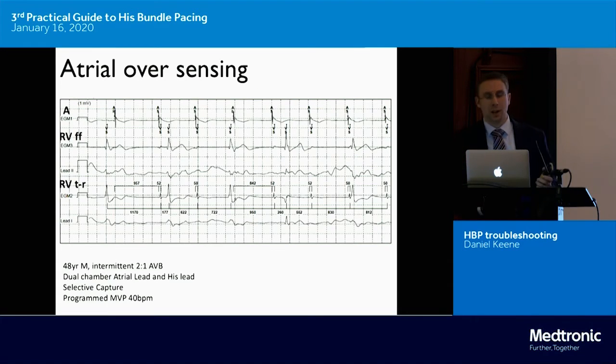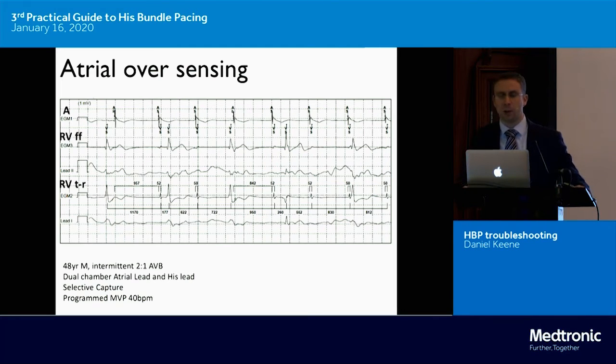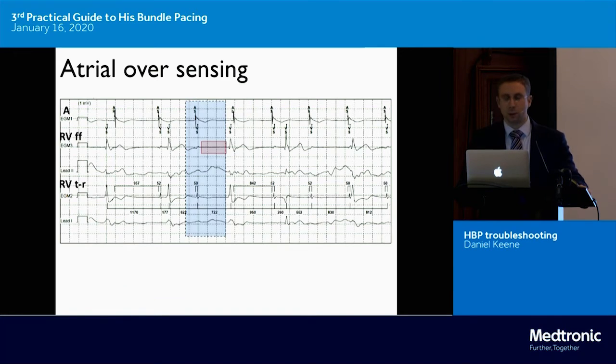Let's have a look at another trace and think about another way that we can manage atrial oversensing. This is a gentleman who had a dual-chamber pacemaker implanted. He had intermittent 2-to-1 block. As his AV block was intermittent, MVP was programmed at a rate of 40 beats a minute. Unfortunately, though, he presented to the clinic the next week not feeling so great.